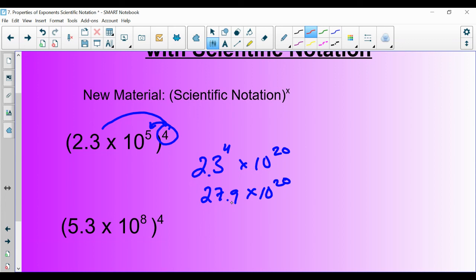My number here is not between 1 and 10. It's too big, so I'm going to make the number smaller. And when I make the number smaller here, I'm going to increase the exponent here. So this would be 2.79 times 10 to the 21st.